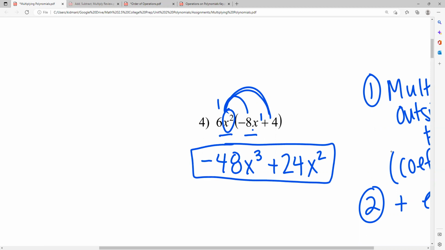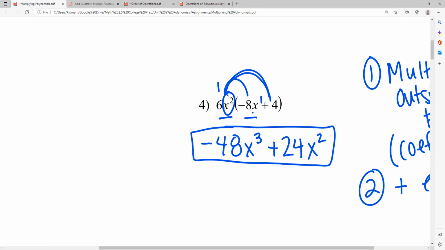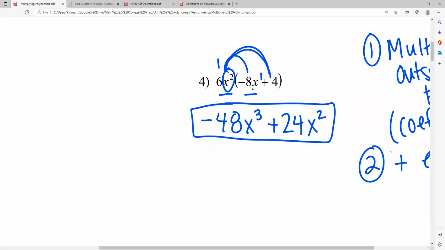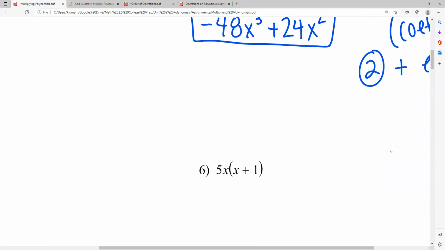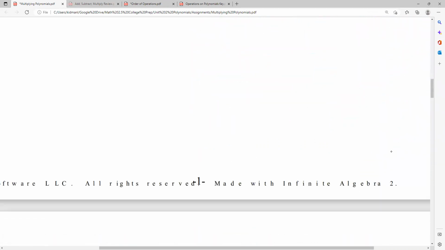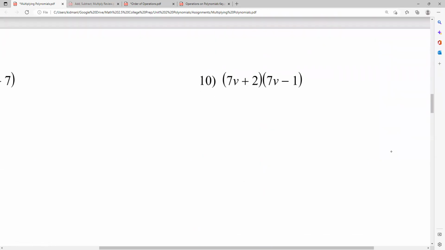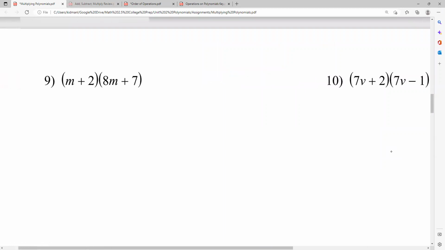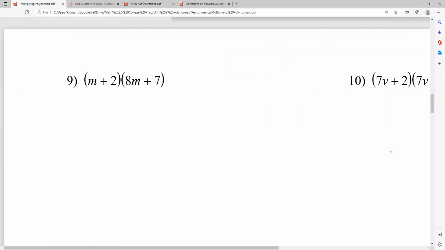Now, that's how you can do it with the distributive property. We have a whole video that revisits how to do that, so if you need to watch it, we can definitely watch again, and you can find it on Canvas as well. Now, what we're going to talk about is what happens when we're multiplying polynomials, but they're not one times another. You can see here with question number 9, we've got 2 pieces, this m plus 2, times this 8m plus 7, which also has 2 pieces. The distributive property was 1 times 2. This one is 2 times 2. So there are 2 different ways to do it.